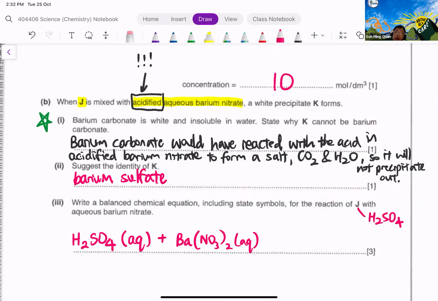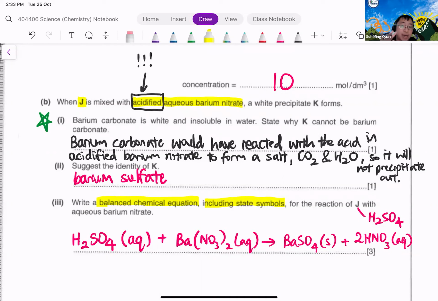Okay, so it's plus barium nitrate, aqueous, forms barium sulfate, solid, plus HNO3 aqueous. Then you must be wondering, why is it not an ionic equation? I thought precipitation is an ionic equation. No, they want the chemical equation with state symbols. So you give what the examiner wants. They don't want you to give the ionic equation. They want you to give the chemical equation.